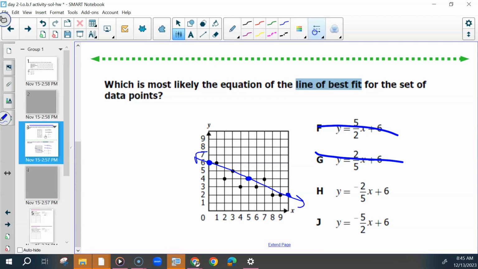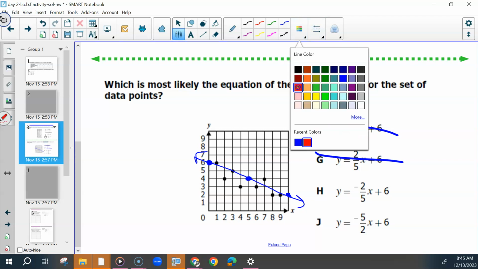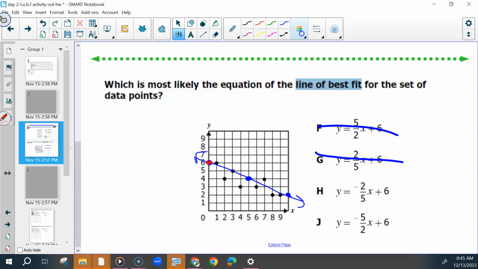I can see all the points kind of surround that line. I don't think it's going to be J, but I'm going to graph it anyway. So again, starting at 6, but now it's going down 5 to the right 2. So H is obviously the answer.